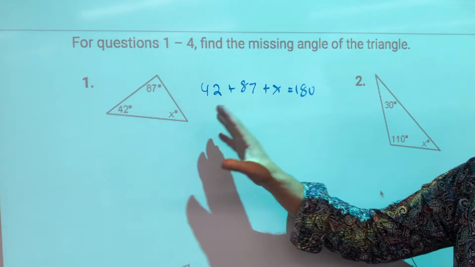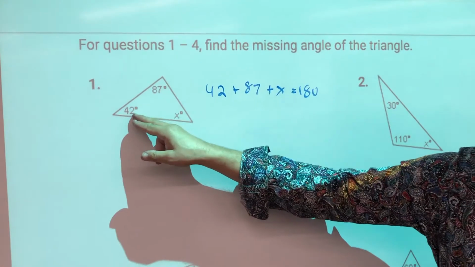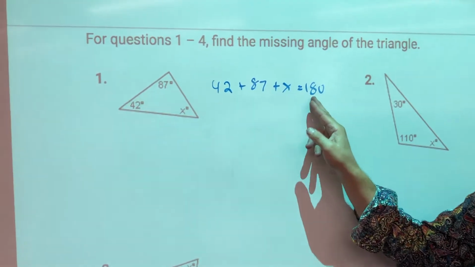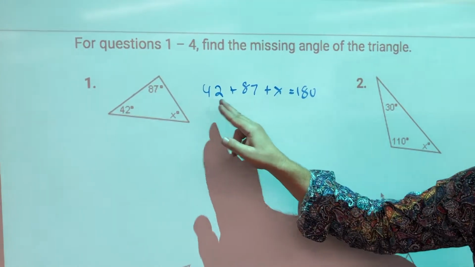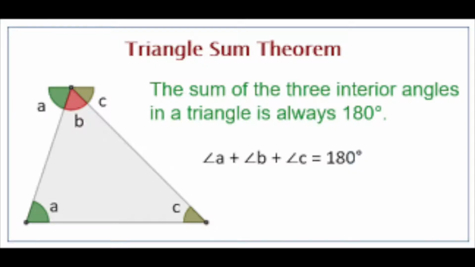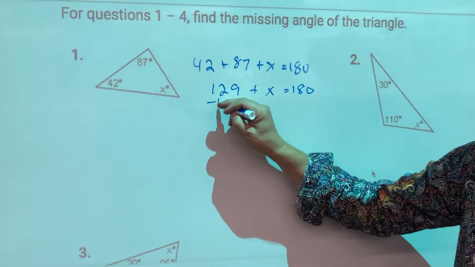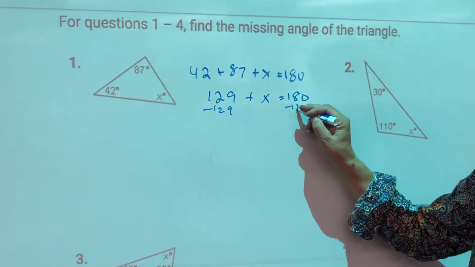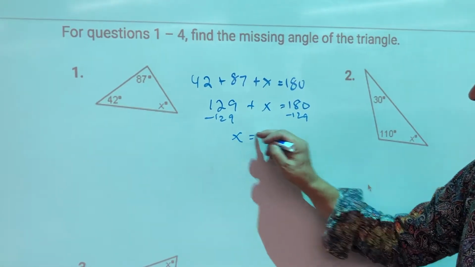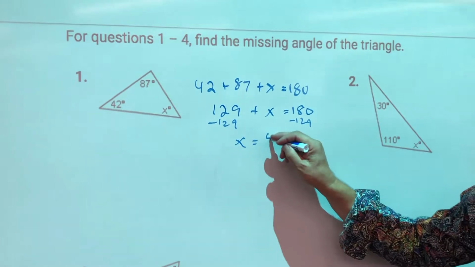All right, so we're looking to find the missing angle in a triangle, and the main thing we use for this is knowing that all of these angles add up to be 180 degrees. Algebraically, that says 42 plus 87 plus x is equal to 180. So we're really just solving an algebraic problem. 42 and 87 is 129. We have plus x equals 180. We're subtracting 129 on both sides, and we end up with x equaling 51 degrees.